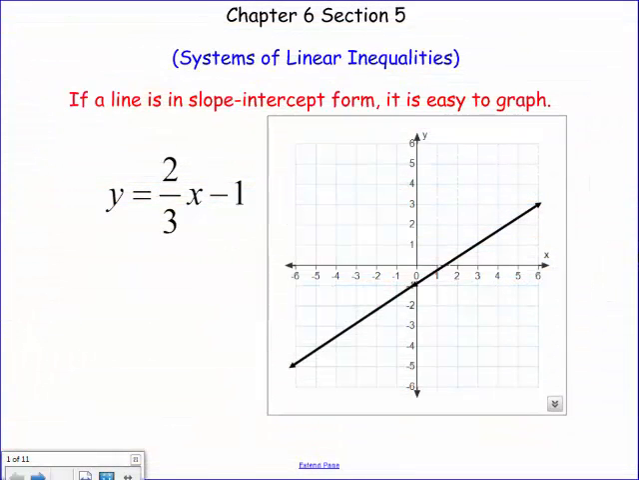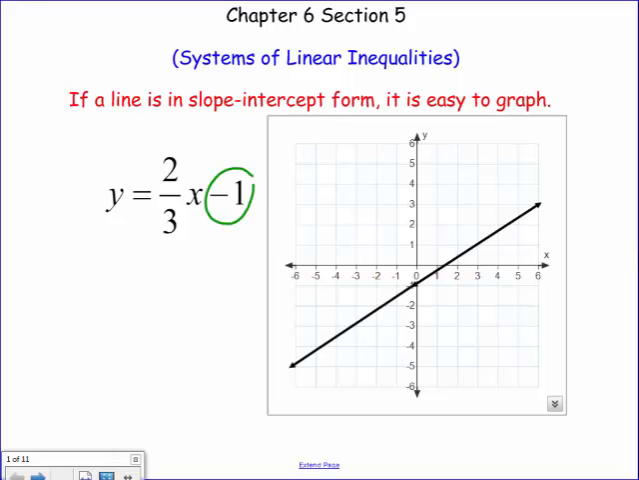So we've already done systems of equations. Why don't we do systems of inequalities as well, and linear inequalities, because those are much easier to work with. So if we take a look here, we're going to do a lot of graphing now. So if a line is in slope-intercept form, it's easy to graph, right?